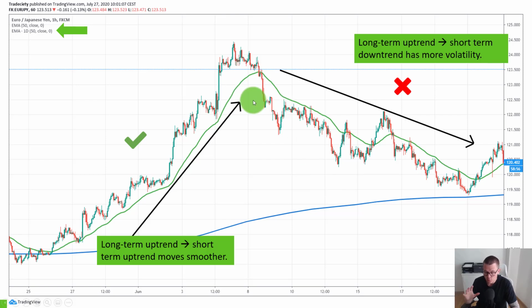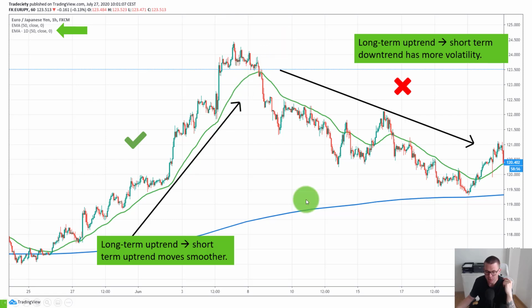However, here on the right-hand side, we see a very different picture. The price is still in the long-term uptrend because it's above the daily moving average. But here the price dips below the short-term moving average. So we have a clash here between long-term and short-term. Long-term uptrend, short-term downtrend. And you can see the price action is very different. You can see the volatility increases. The price actually breaks the short-term moving average quite a bit and quite often, which makes it harder for you to stay in long-term trends.